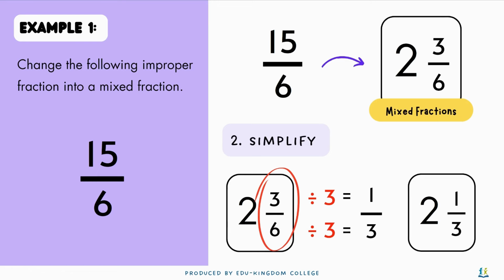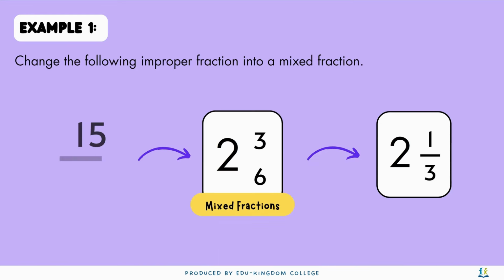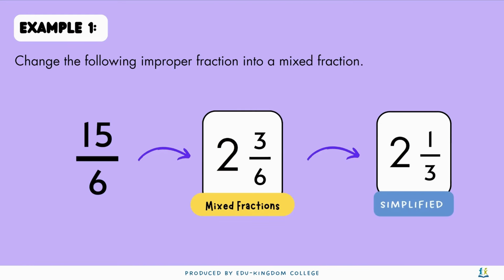Then we need to simplify. We simplify only the proper fraction bit. So we have 3 over 6. 3 and 6's highest common factor is going to be 3, so it's going to give us 1/3. So the simplified version would be 2 and 1/3. We transformed 15 over 6 into 2 different mixed fractions. So 15 over 6 can be represented in any of these ways. We have a mixed fraction, a simplified fraction, or an improper fraction.